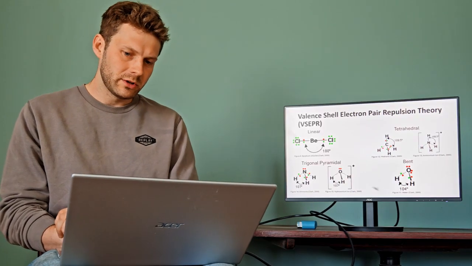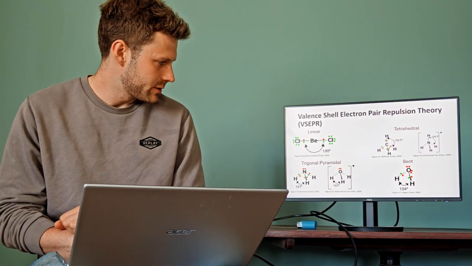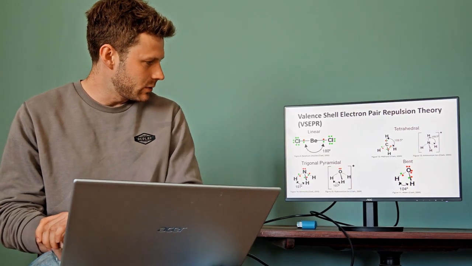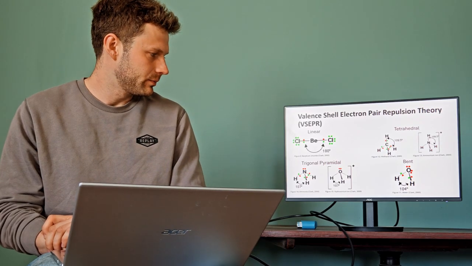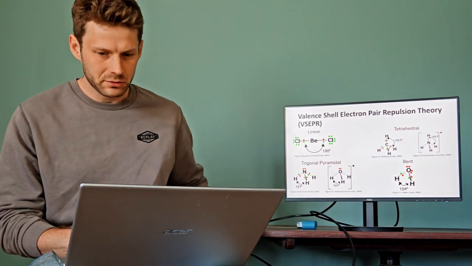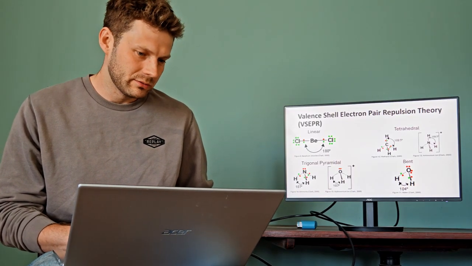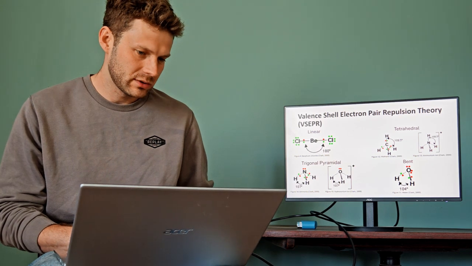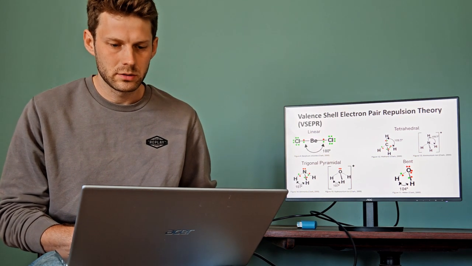We've got trigonal pyramidal, like ammonia, and that forms because it has three bonded pairs and one unbonded pair. So the unbonded pair pushes the three bonded pairs slightly to one side. And we've got another ion, hydronium, which has the same shape because oxygen loses an electron to have the same amount as nitrogen.